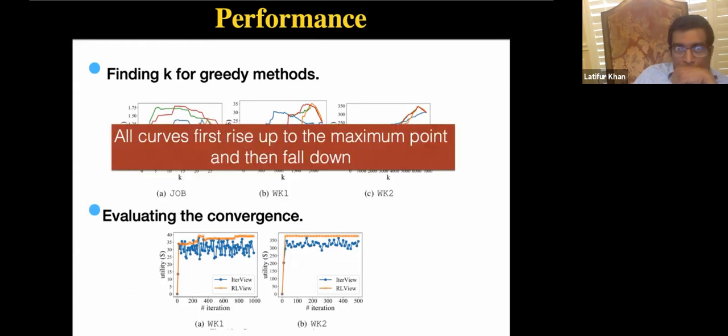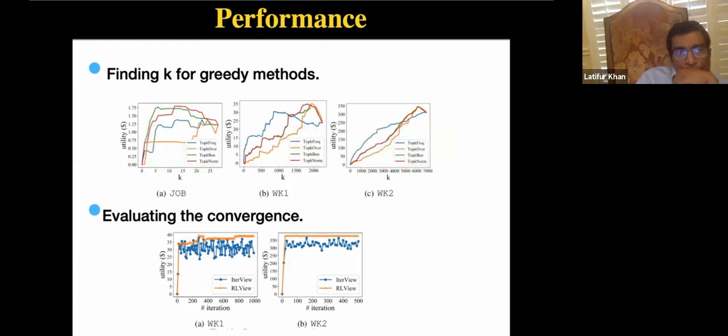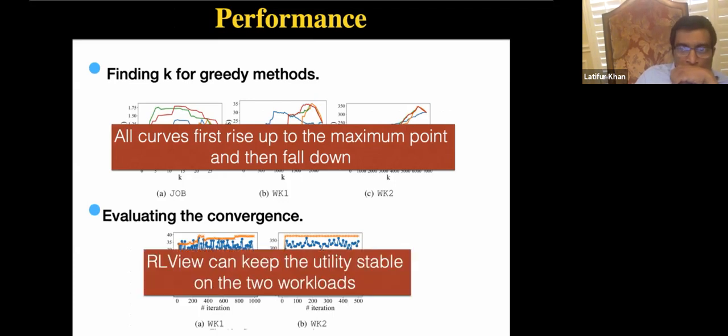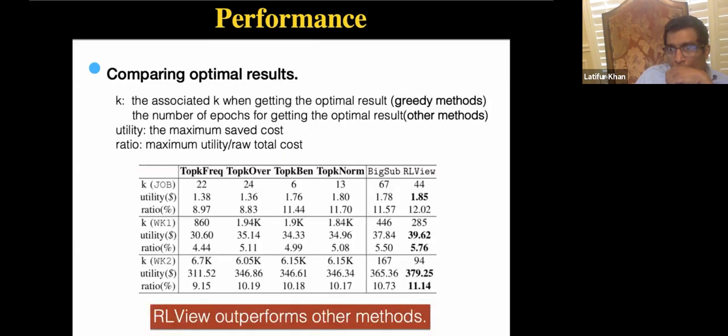First, we do experiments to find the optimal K for each greedy method. We can find that all curves first rise up to the maximum point and then fall down. Later, we also compare the convergence between our proposed 2 methods. The results demonstrate that the IO view can keep the utility stable on the 2 workloads. Next, we compare the saved cost for the 3 workloads with different methods. There are 2 measurements, utility and ratio. The results show that our method has optimal results.